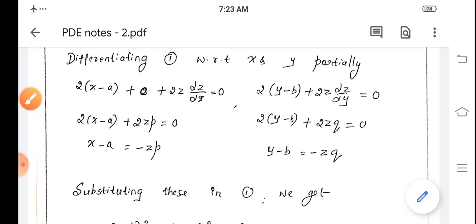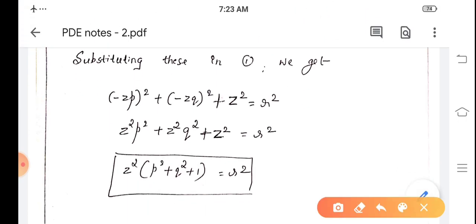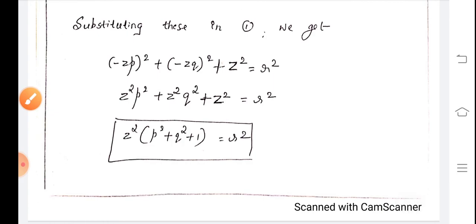So, substituting this in equation 1, we obtain minus zp whole square plus minus zq whole square plus z square equal to r square, or z square p square plus z square q square plus z square equal to r square, or we write it as z square into p square plus q square plus 1 equal to r square. So this is the partial differential equation.